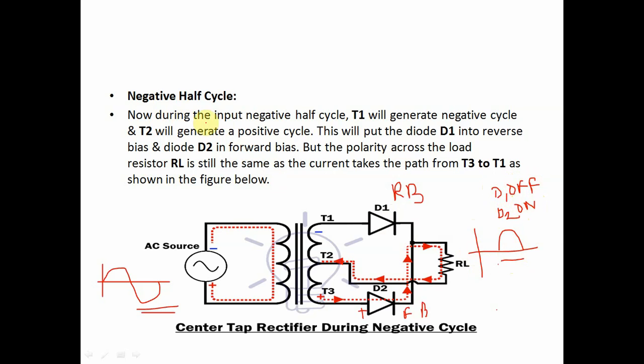See here, now during the negative half cycle, T1 generates a negative cycle and T2 will generate a positive cycle. This will put the diode D1 into reverse bias and diode D2 in forward bias, but the polarity across the load resistance RL is still the same, as the current takes the path from T3 to T1 as shown in the figure.